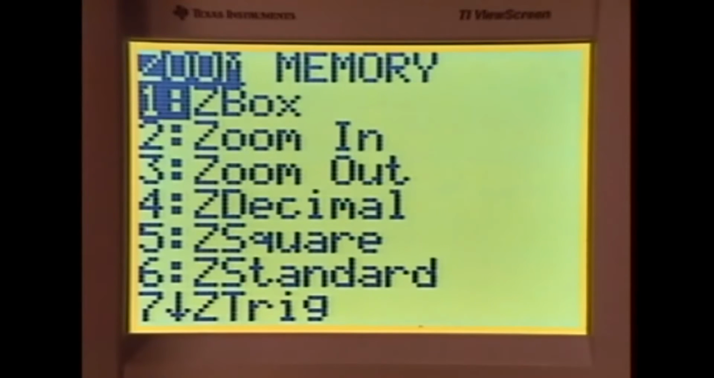That brings us to the zoom key, the third key. Let's look at some of the things we have. Again, I'm only going over the ones we'll use a lot. You can explore the others. We'll be zooming in when we want to look at something very closely. We'll be zooming out when we want to see the big picture. Zoom decimal, well, we might not use that. Zoom squared is when we want the x coordinates, the x units and the y units to be the exact same length.